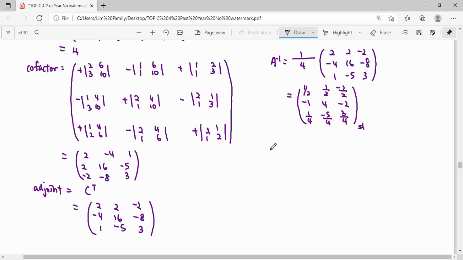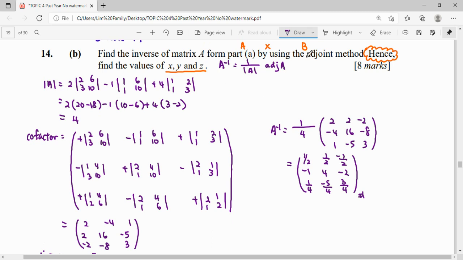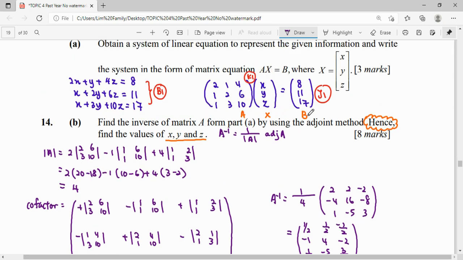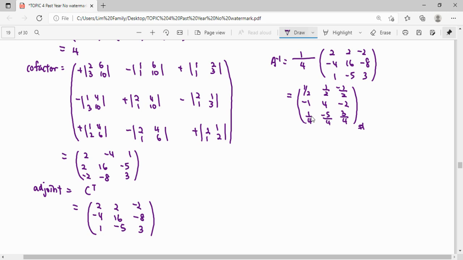And then hence means we are using this A inverse to find out what our x, y, z is. Given that our matrix equation here is AX equals B, when we have AX equals B, how we find our unknown X is we times A inverse. So it will get the identity. After we get the identity times X, we get the unknown X only.